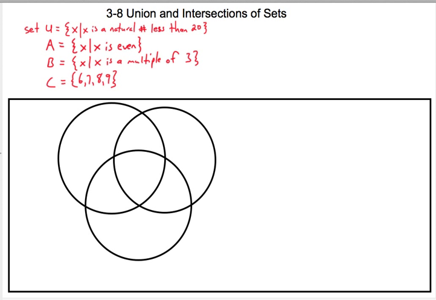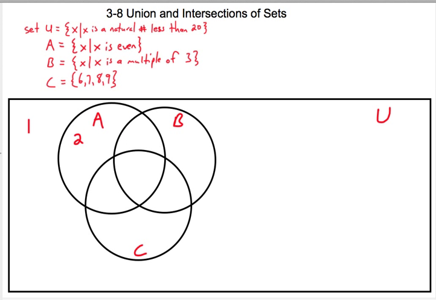Anyway, so now we're going to talk about what numbers go where. So the whole set is natural numbers less than 20. So the number 1 has to be in there. The number 1 is not included in set A, B, or C, so the number 1 has to be outside here somewhere. And we'll call this set U, the universal set. The number 2 is an even number, so that's in set A.